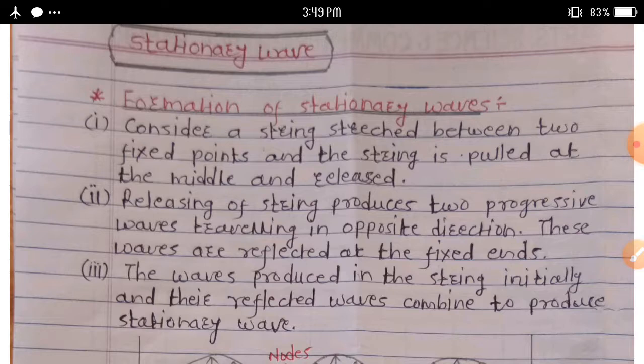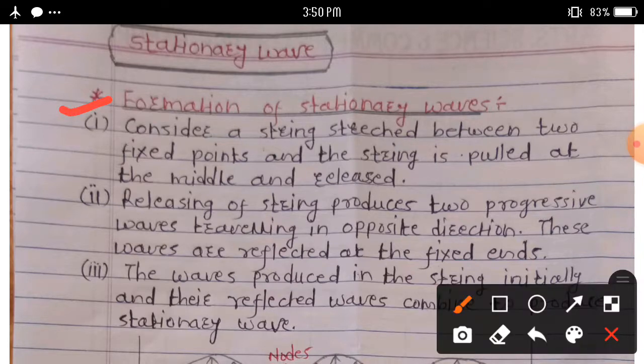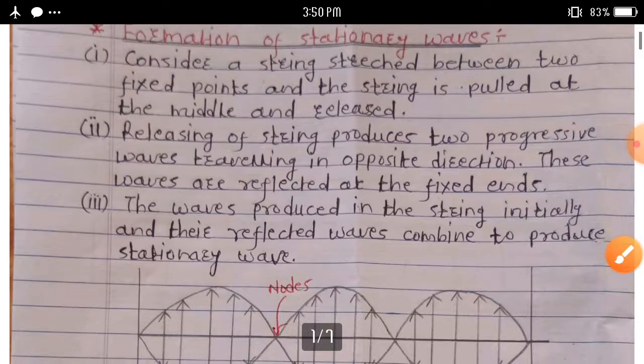Firstly, we discuss how stationary waves are formed. Formation of a stationary wave. Consider a string stretched between two fixed points, and the string is pulled at the middle and released. The releasing of the string produces two progressive waves traveling in opposite directions. These waves are reflected at the fixed end. The wave produced in the string initially and their reflected wave combine to produce a stationary wave.